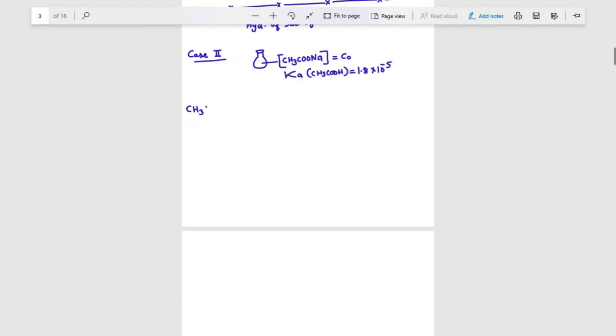So CH3COONa in aqueous state will react with water in liquid state to form acid, CH3COOH in aqueous state, plus NaOH in aqueous state, right? So salt and water will react to form acid and base.